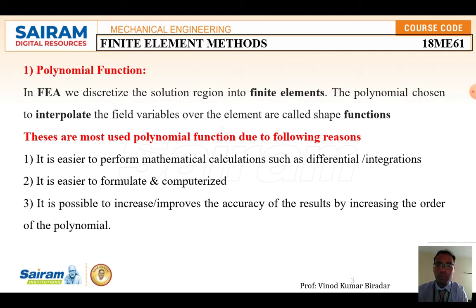So what do we mean by polynomial function? In finite element analysis we discretize the solution region into small pieces, that is the elements. The polynomial chosen to interpolate the field variable over the element we are going to call the shape function or displacement function. Because of the following three reasons we are going to use the polynomial function. First, it is easier to perform mathematical calculations such as differentiation or integration. Second, it is also easier to formulate or computerize. Third, it is also possible to improve the accuracy of the result by increasing the order of the polynomial function. Because of these three main reasons we use the polynomial function.